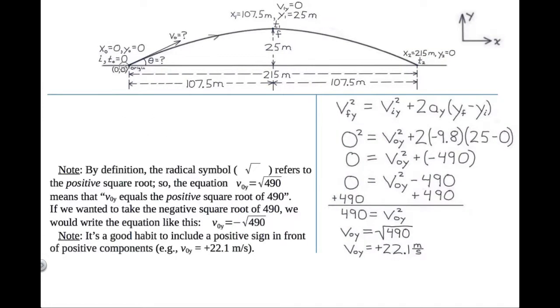Well, we expect that at time 0, the golf ball's vertical motion will be upward. Up is our positive y direction, so we expect v sub 0 y to be positive. So we need to take the positive square root of 490. Our result is that v sub 0 y equals positive 22.1 meters per second.